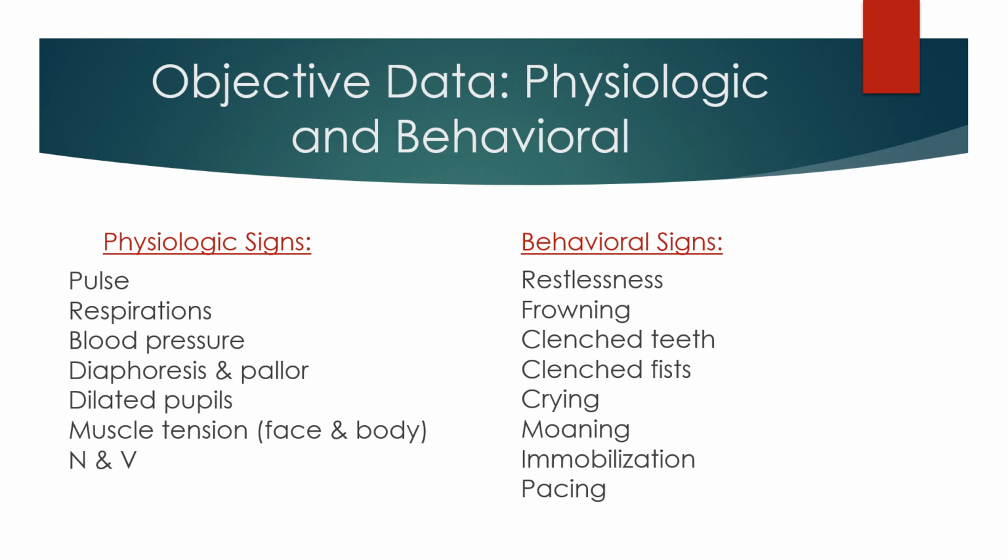So some of the physiological objective pain signs we may see include changes to their baseline vital signs. Remember that pain can set off the nervous system and people go into that fight or flight mode, that sympathetic nervous system. So we can see an increase in pulse rate, respiratory rate, and blood pressure. They'll get diaphoretic, sweaty, and pale. Their pupils can dilate and their face and body muscles can get a lot of tension in them. That's where we see the clenched teeth, frowning, fetal position, clenched fists. People may become nauseous and they may vomit when they're in pain.